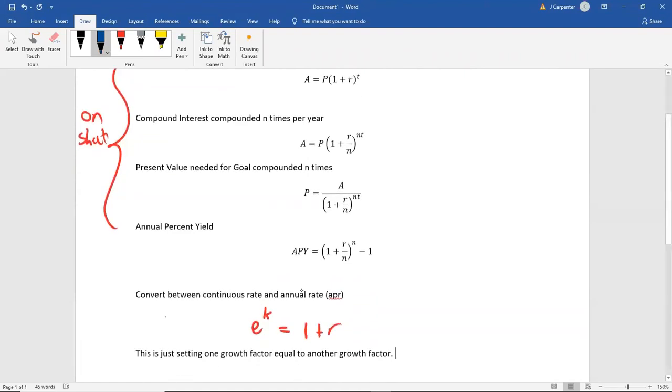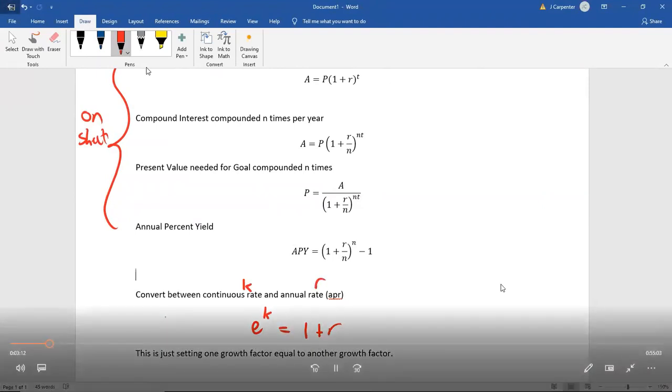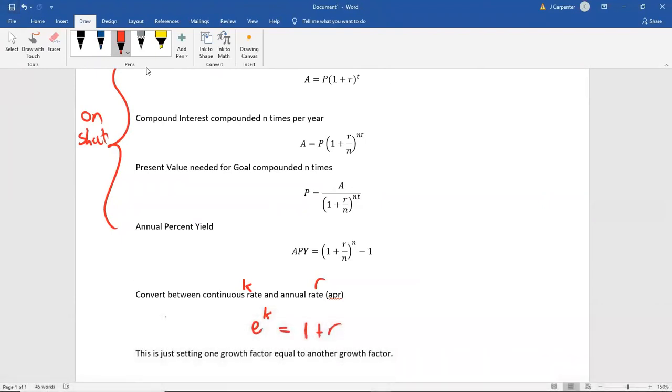Now, the K is the continuous rate. Why did it switch to blue? Did I hit blue and not realize it? Must have. So the continuous rate is the K, the annual rate, the APR, that's the R. And we also said that this is kind of like doing an APY, but instead of going from compounding monthly to yearly, it's like going from compounding continuously to yearly. So this R here is also known as an APY, and we're only able to go from the continuous rate K, excuse me, to the annual rate R.